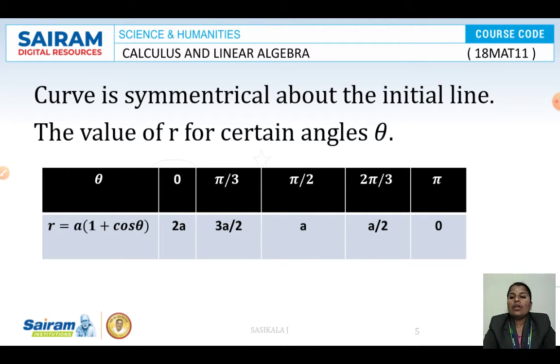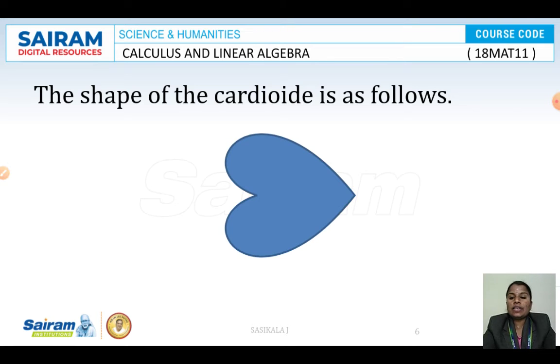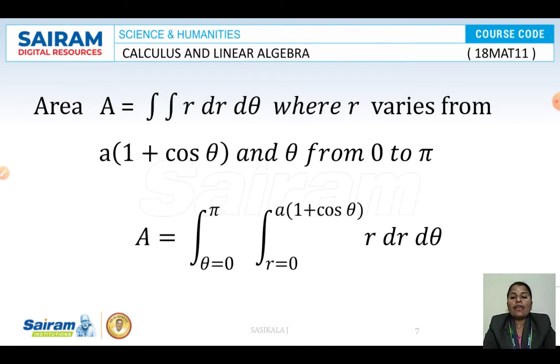Now you can see the shape which I explained already. Now the area formula is in polar form, right? So what is that polar form area formula? Area is equal to double integration of r dr d theta, where theta varies from 0 to pi and r varies from 0 to a of 1 plus cos theta. Now we can substitute here. r is your variable limit, theta is your constant limit, so r will be the inner limit and theta the outer limit.